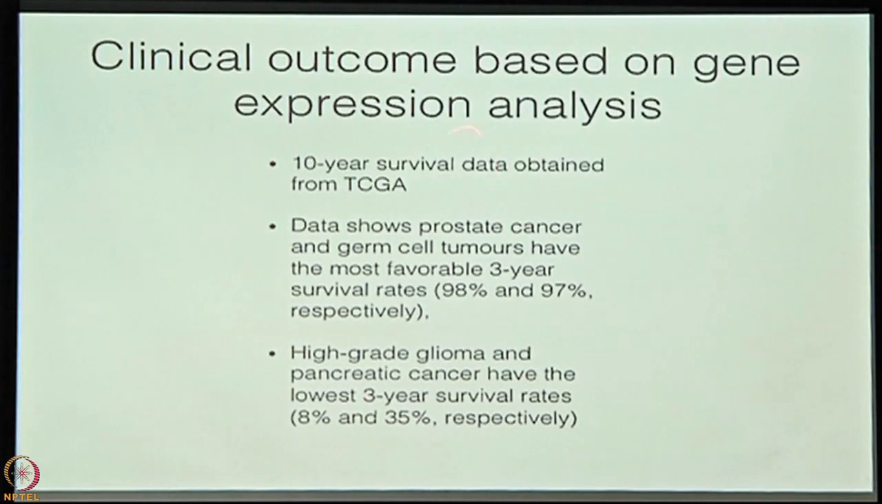So, the 10-year survival data also was available on the Cancer Genome Atlas. It shows prostate cancer and germ cell tumors to have the most favorable 3-year survivals. If you have to have cancer, those are the good cancers to get. You'll do well with them because of therapies available.